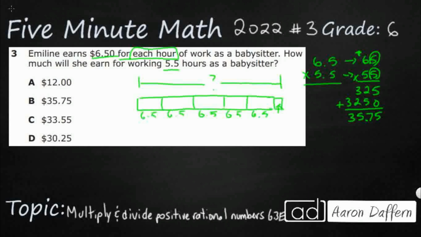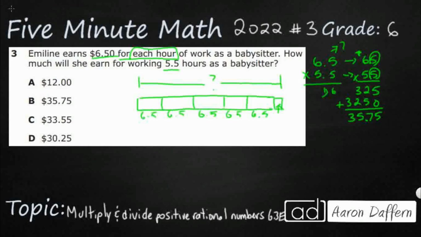So I've got 2. And if we wanted to estimate, right, 6.5 kind of rounds up to 7. 5.5 kind of rounds up to 6, so 7 times 6 is 42. We know the estimate's going to be larger because I rounded up for both of them. So 42 is kind of near 35.75.